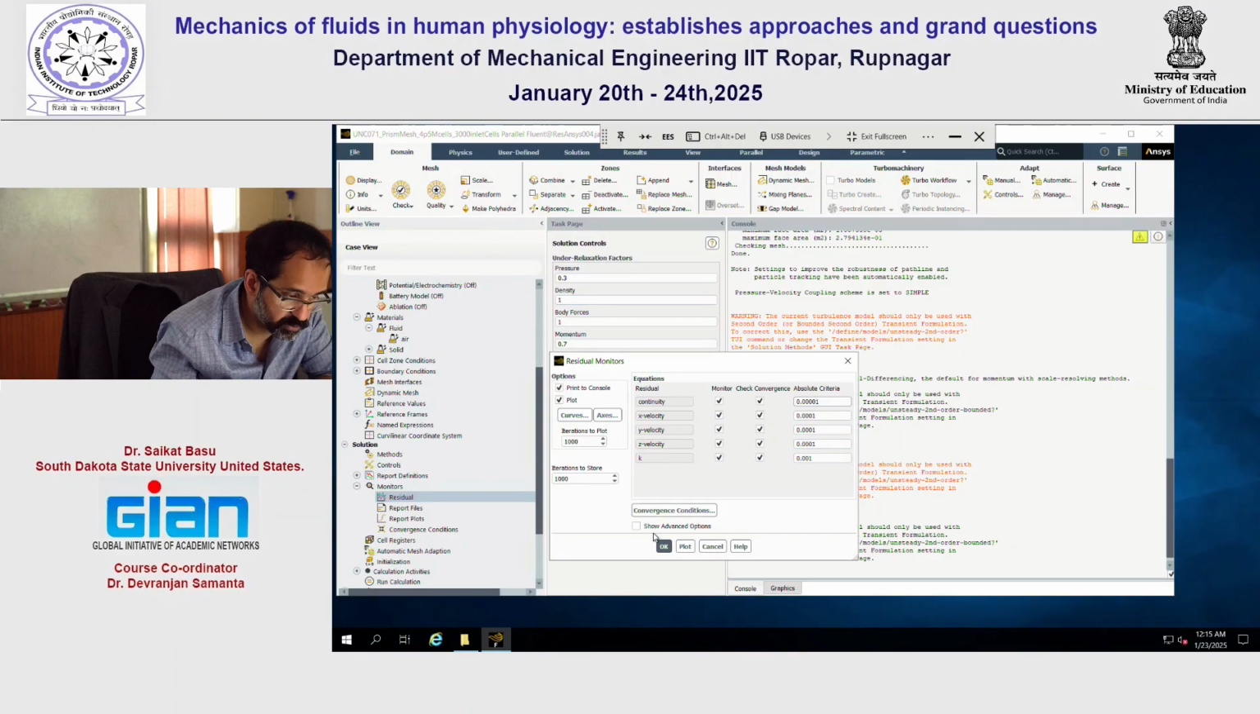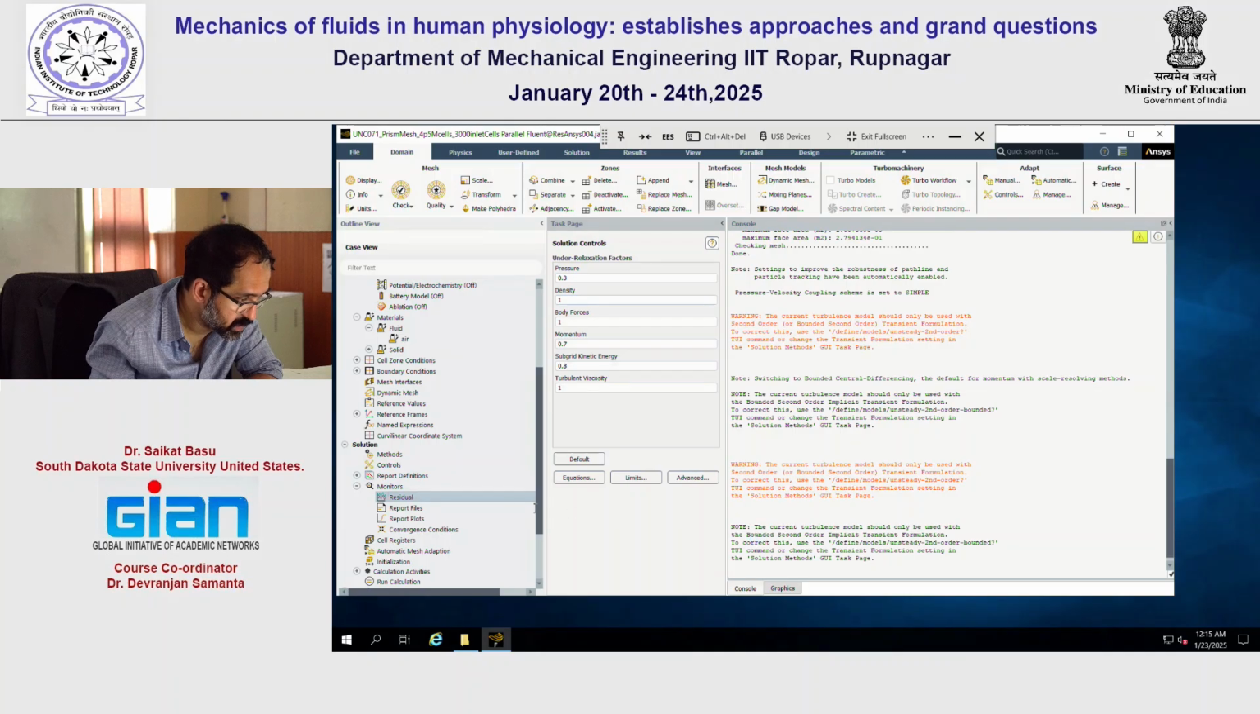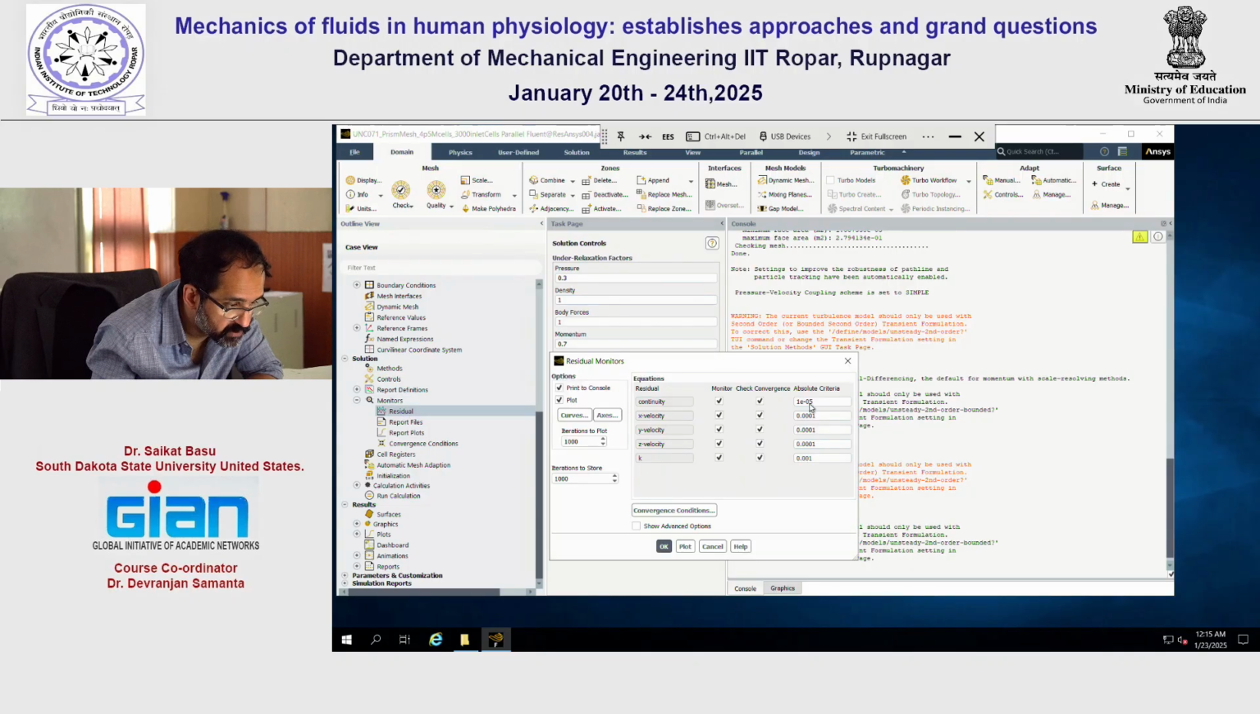But when you run the simulation yourself, do take a look at the protocol for the correct values if I'm wrong here. So okay, 10 to the power of minus 4 for continuity. And what about the velocities? 10 to the power of minus 5. Okay, so 10 to the power of minus 4 for continuity and 10 to the power of minus 5 for the velocities.